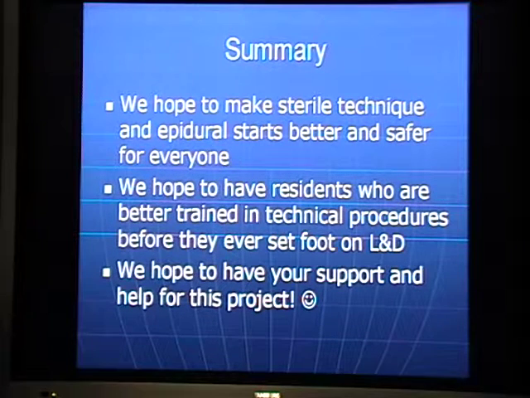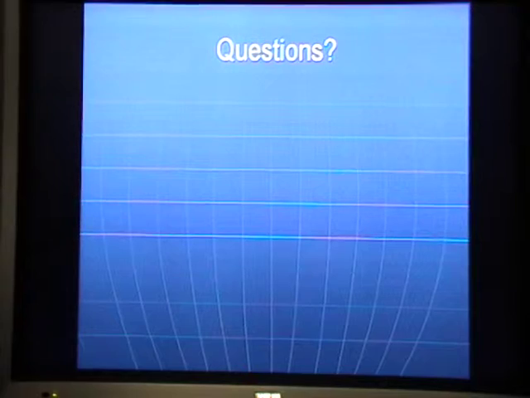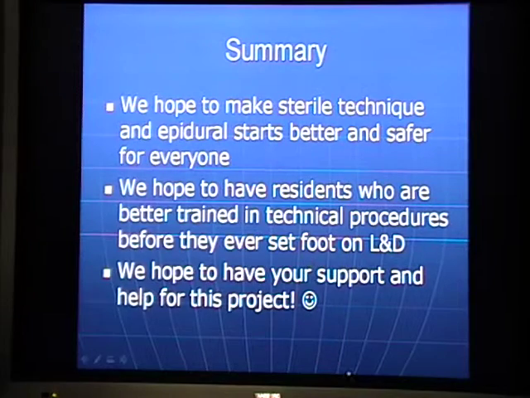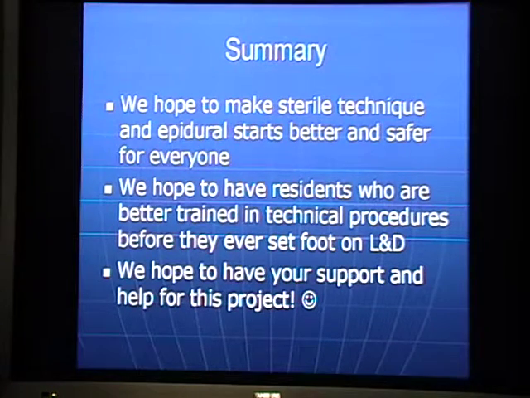So in summary, what we're hoping to do is make sterile technique and epidural starts better and safer for everyone. So that's patients, that's nurses, and that's residents too. We're hoping to have residents who are better trained in technical procedures before they ever set foot on labor and delivery. So better at sterile technique too, but what we're learning here is hopefully ways to teach them technical procedures like epidural starts and sterile technique before they touch patients.